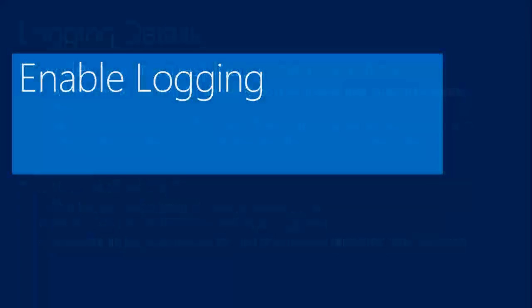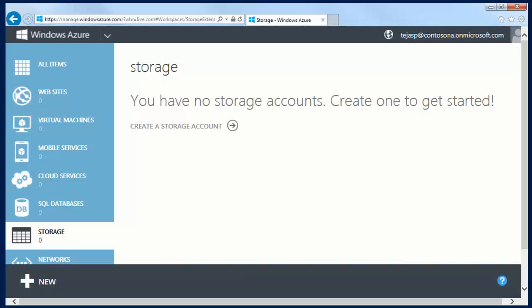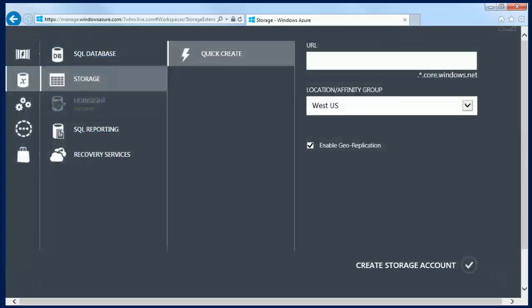So let's walk through how to enable logging. There are two steps here: one is to create your Azure storage account, and two is to configure AADRM. If you haven't done this yet, I've signed into the Windows Azure portal and don't have a storage account yet, so I'll go ahead and create one.